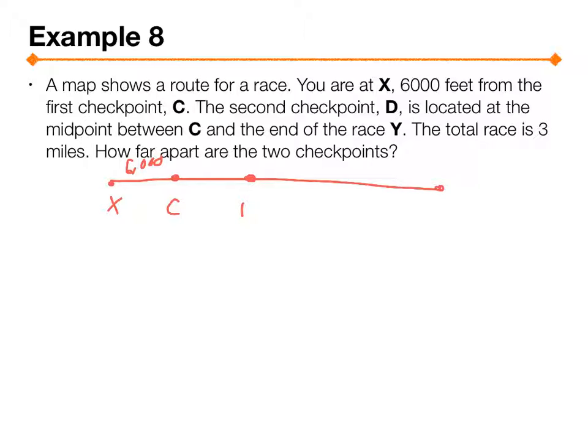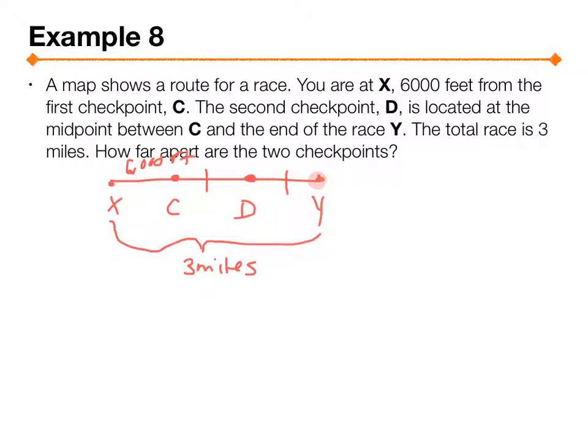So we can erase this to show that from C to D is the same length as from C to Y. So this is congruent to this. The total race is 3 miles. So from X to Y, it is 3 miles.